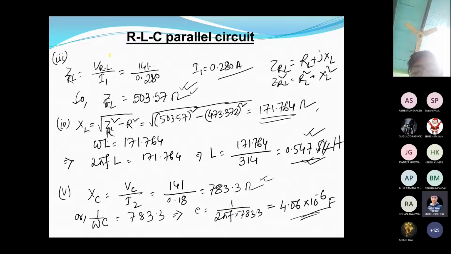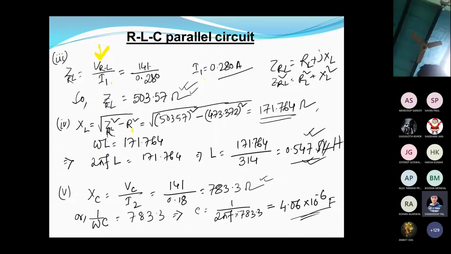Then, with this ZRL, VRL is known to you, and I1 is known to you, so you calculate ZRL. From here, R is known to you, because I squared R is only for the resistive element. So XL you are getting, and from here you can get the value of L. Similarly, XC is equal to VC by I2. VRL and VC are the same, and I2 is also known to you. Using this, you can calculate the capacitor value also.